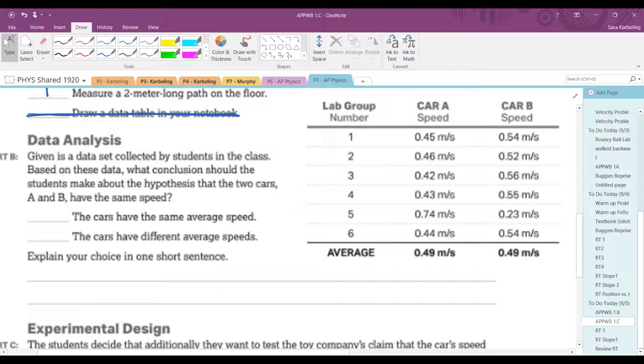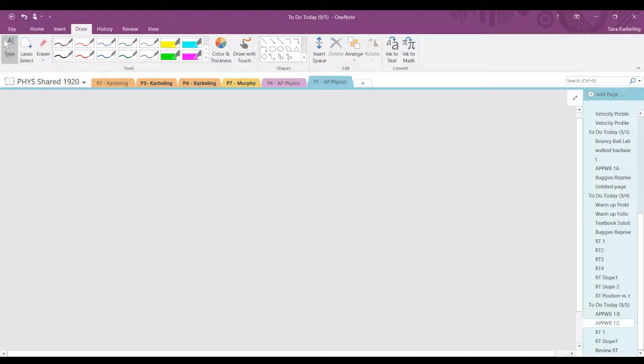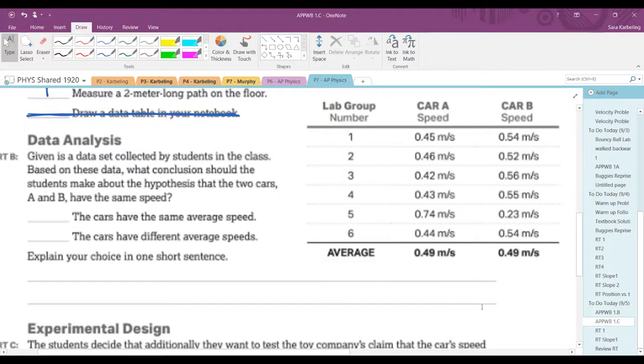See if you can come up with an answer, both a check mark and an explanation. Go quick. So how do we feel about the answer? Do the cars have the same average speed or no? Yes, they do have the same average speed. Does everybody agree that they have the same average speed?